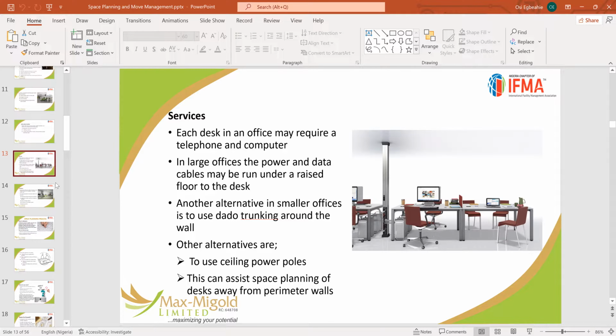Another alternative is to use ceiling power poles, like shown in the picture on the right of the slide. This can assist space planning of desks, and always from the perimeter. It's very important we note that also.